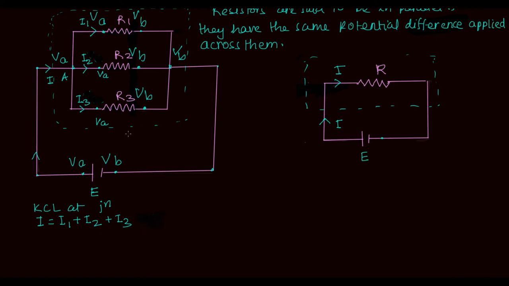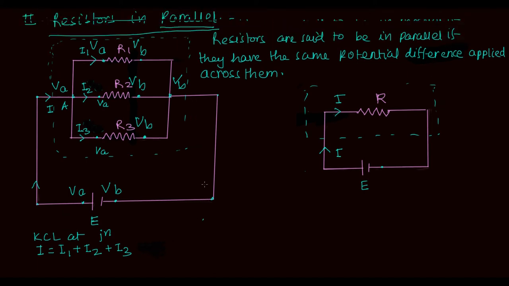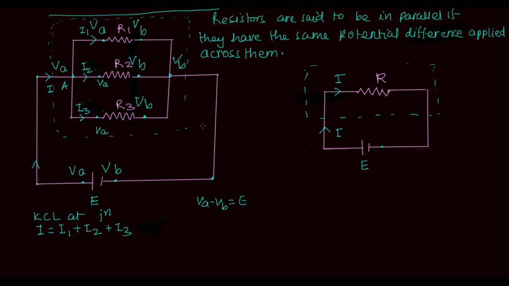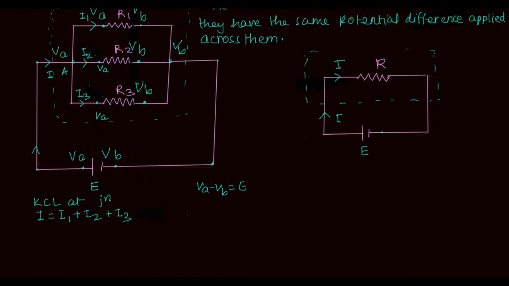Now what is I1? What is I1? See, I1 into R1 is what? By Ohm's law, what is I1 R1? It is equal to the potential across this, which is VA minus VB, which is E, right? VA minus VB is E, right? So by Ohm's law, what do you get? We get that I1 R1 is equal to E, is it not?